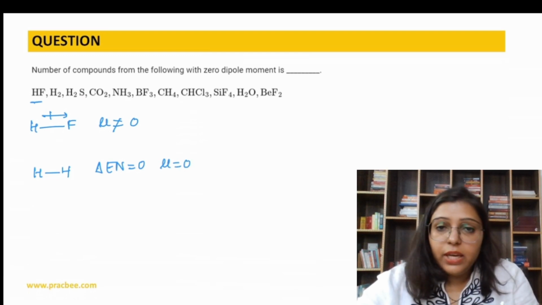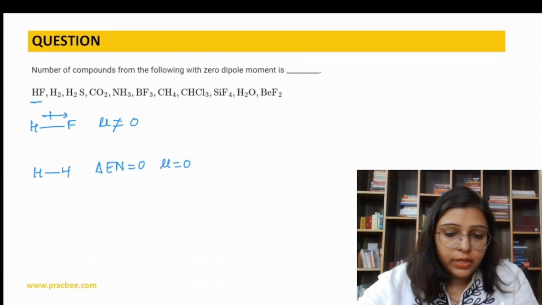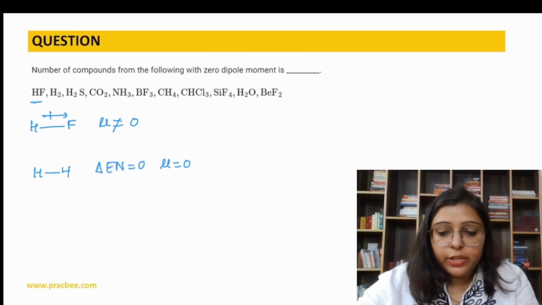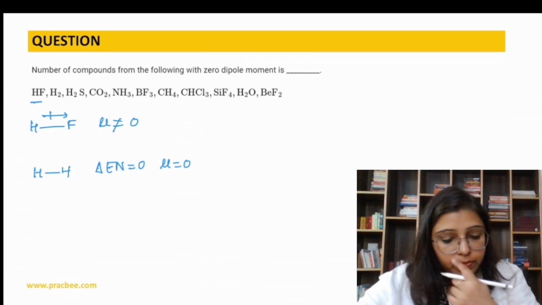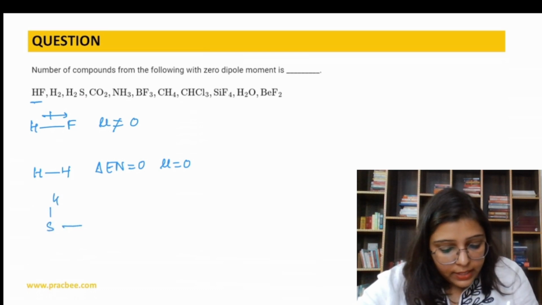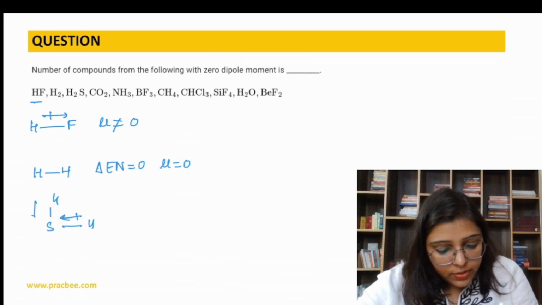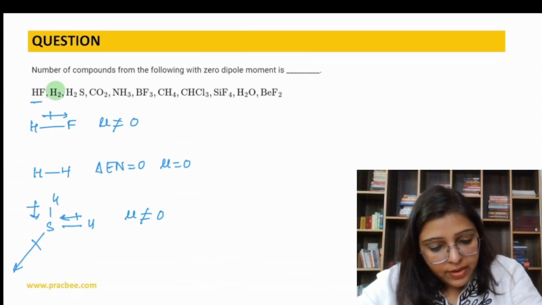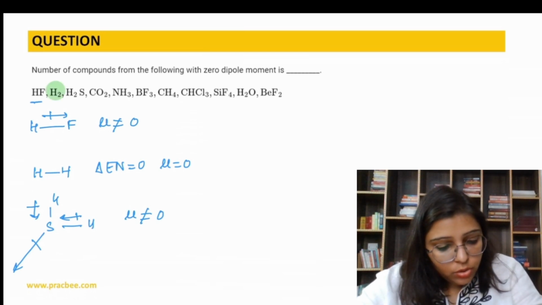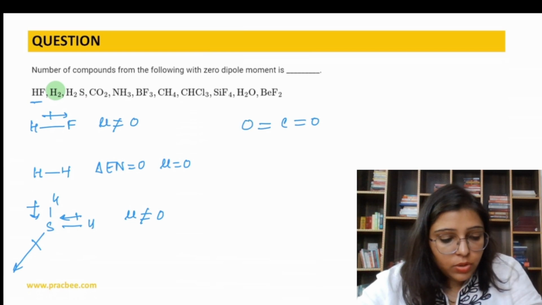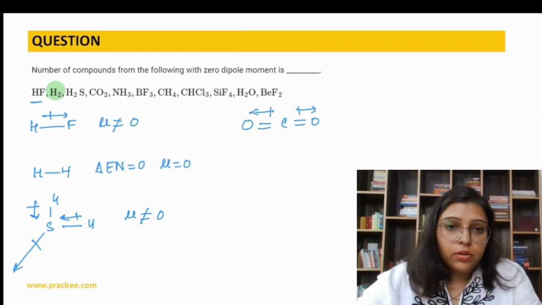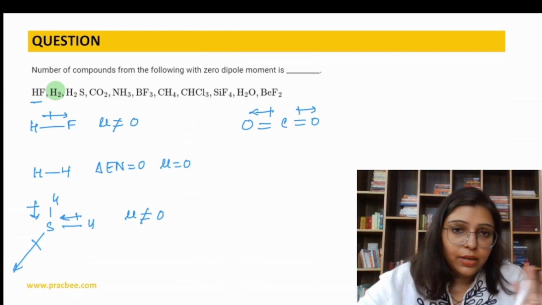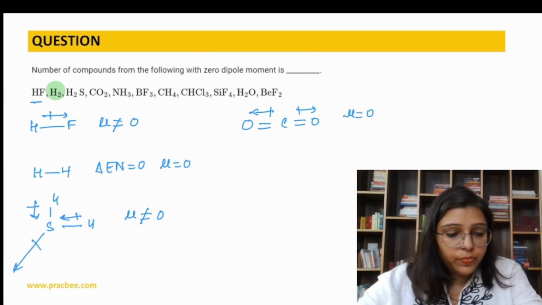If we talk about H2S, what happens in H2S? Zero dipole moment? No, it is not zero. The dipole moment is towards the sulfur side, so net dipole moment is there. So dipole moment is not equal to 0. Then we have CO2. So CO2 again, dipole moment is equal to 0. The bond dipoles are in opposite directions, so net dipole moment is 0.